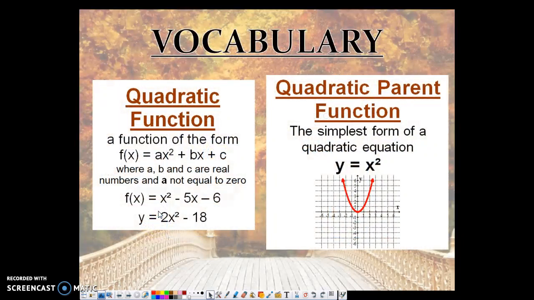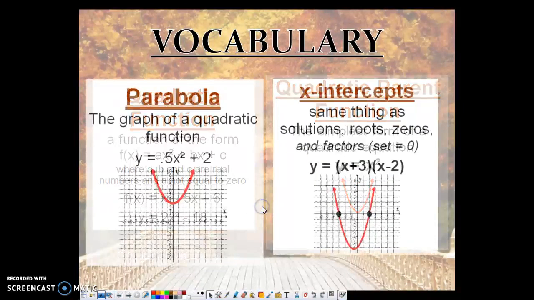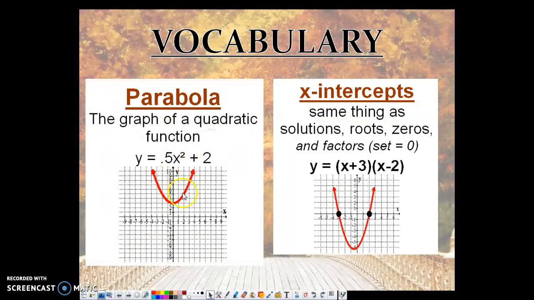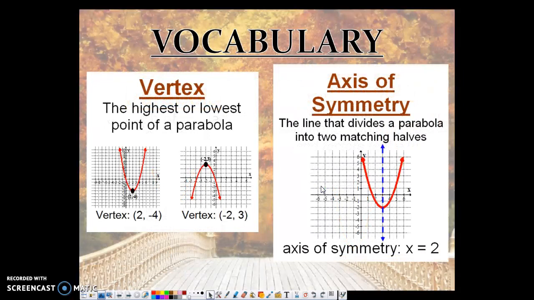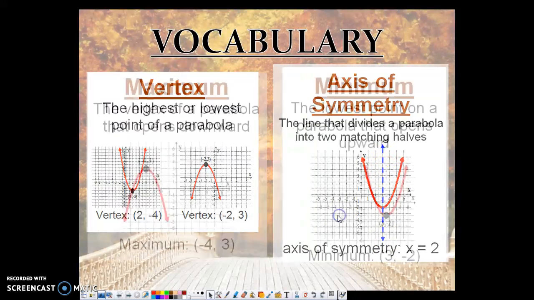Okay, so a quadratic function is anything with that x squared. The quadratic parent function is y equals x squared. Before any transformations happen, it starts at y equals x squared. A parabola, that's the shape of a quadratic function. X-intercepts are where it crosses the x-axis. It's also called a solution, a root, or a zero. The vertex is that very lowest point, or that very highest point. The axis of symmetry is the line that goes straight through the center.